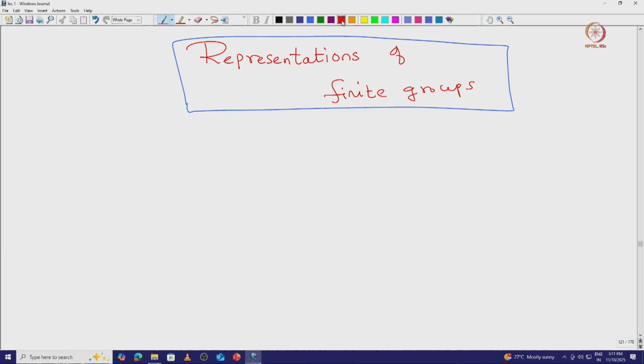Welcome back everyone. In this lecture we will actually begin the representation theory of finite groups. So, let me quickly get into the definitions and so on. So, let us fix a finite group G. Now we want to define representations of G.